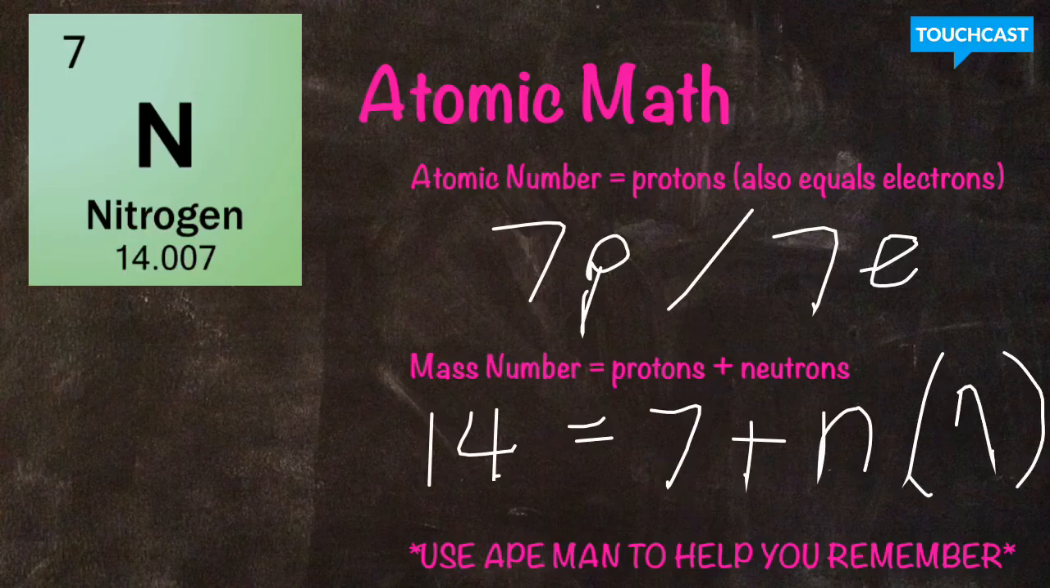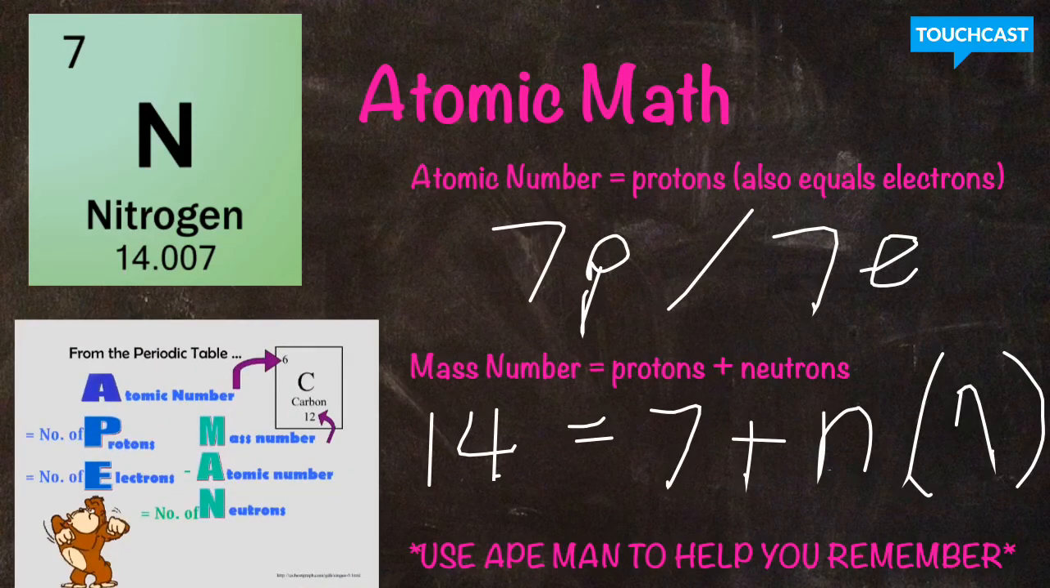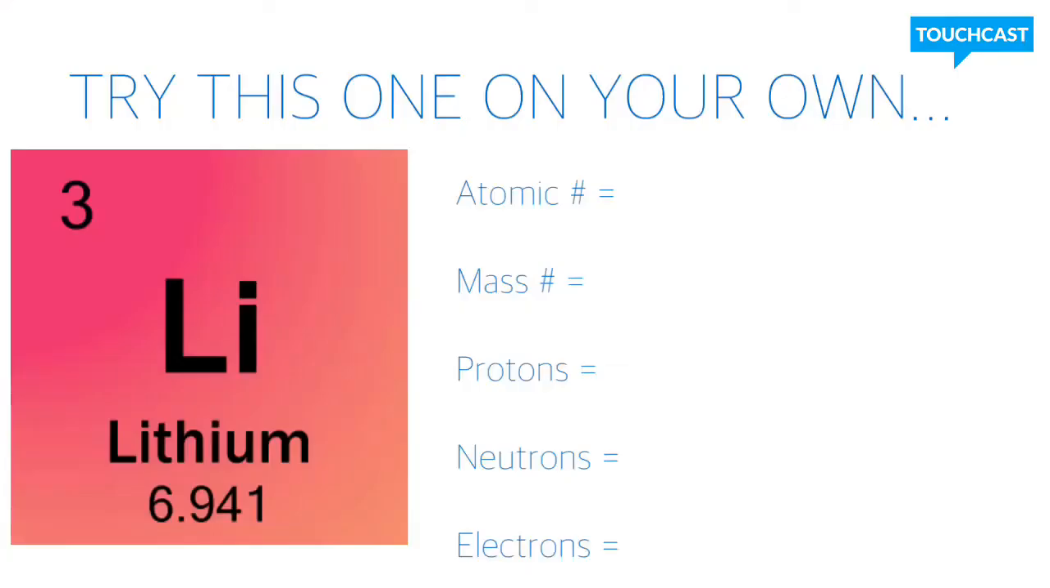Now, we have a really fun acronym that we use to help us remember atomic math, or at least this basic atomic math that you learned in 8th grade. That is 8-MAN. Atomic number equals number of protons and equals number of electrons. And for man, mass number minus atomic number equals number of neutrons. Make sure you get this acronym written in your journal. It will be very helpful when we start doing atomic math in class.